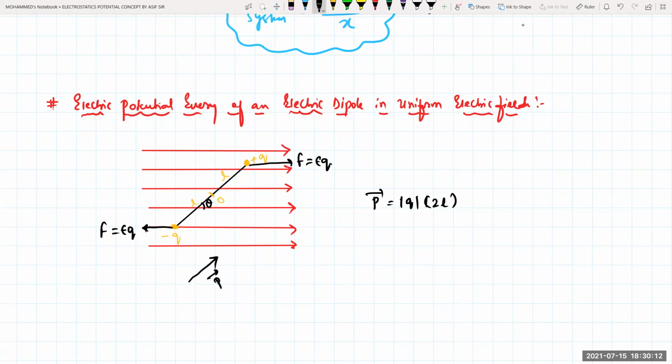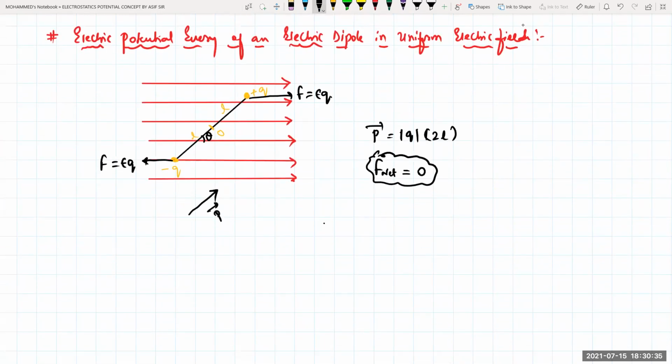The net force acting on this one, beta, can you tell me? What is the net force? Positive x-axis has E q, negative x-axis has E q, and they are opposite forces. So what is it? 0, sir. So this is your 0. Net force is always 0 when it is in the uniform electric field.